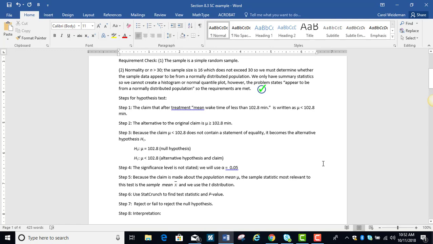The significance level is not stated. We will use alpha equal 0.05. Because the claim is made about the population mean mu, the sample statistic most relevant to this test is the sample mean x bar, and we will use the t-distribution. Use StatCrunch to find the test statistic and p-value.